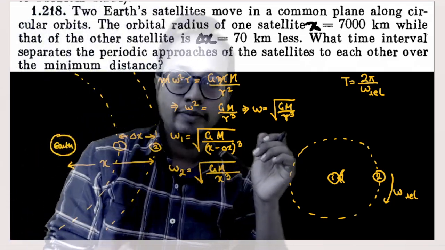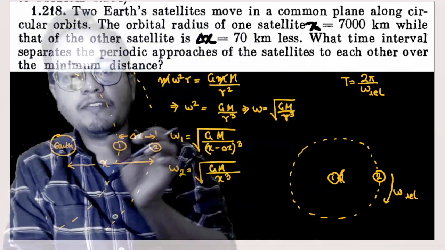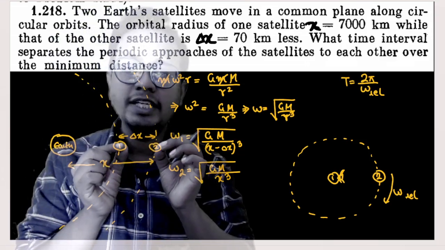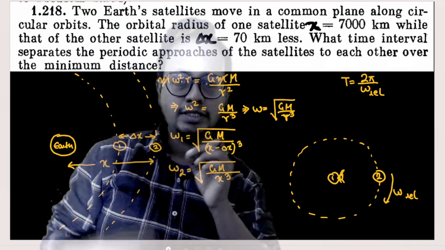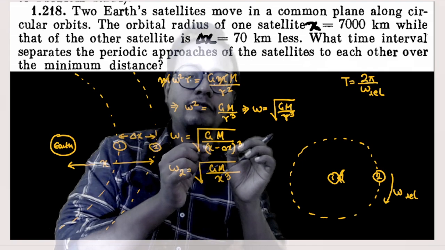Now listen to me very carefully. The mathematics part of the problem. We can see that 70 kilometer, and 7,000 kilometer. 70 kilometer is very less compared to 7,000 kilometer, no? So the satellites are very near to each other, so we can do some kind of approximation. It is not easy to calculate this value, no?